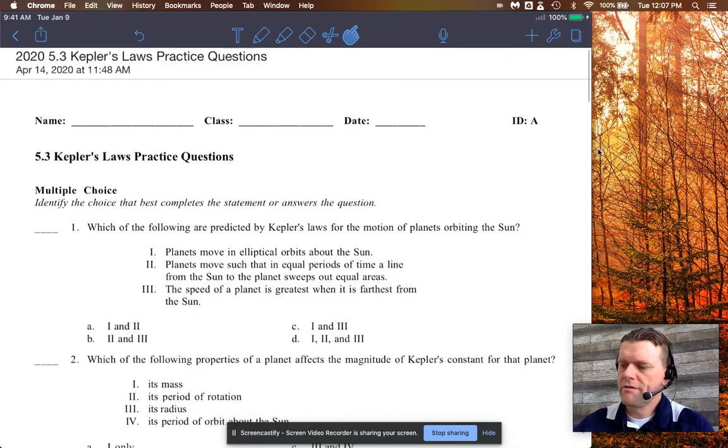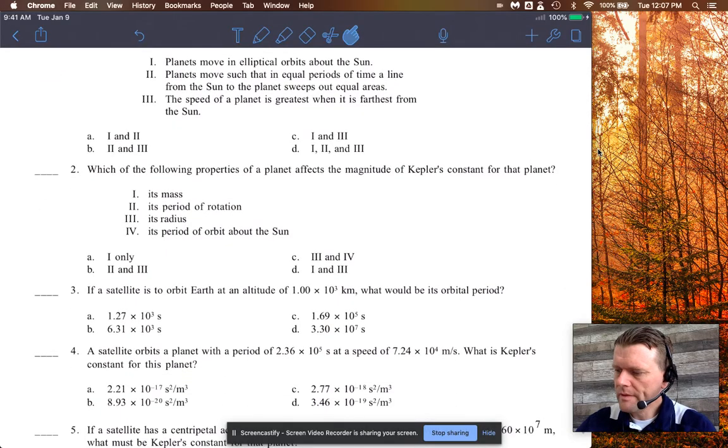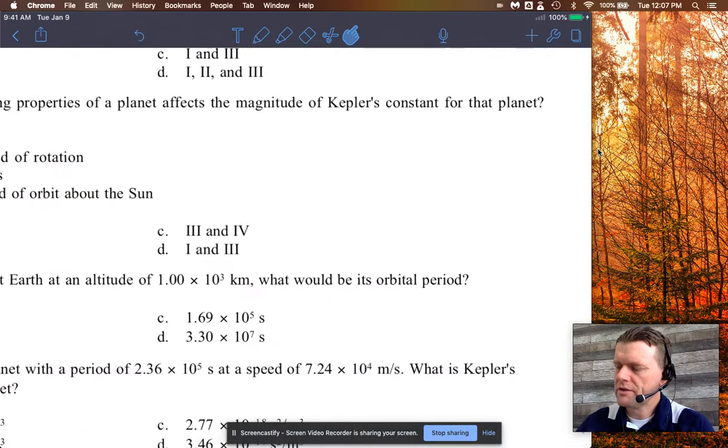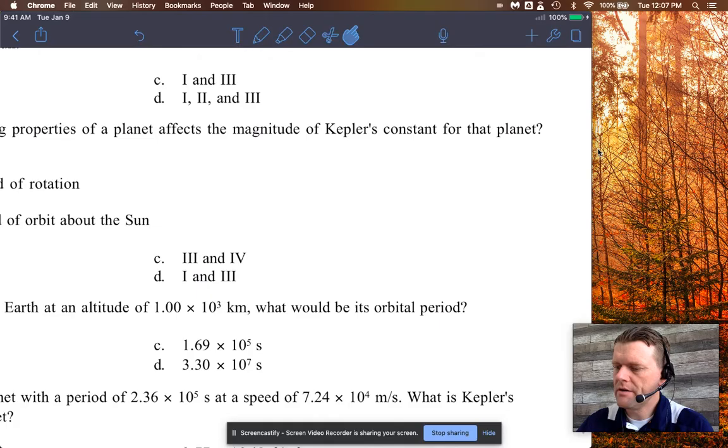The first question I want to focus on is number 3. It says, if a satellite's to orbit the Earth at that altitude, what would its orbital period be? Now, I'm going to actually try and do some of this work right here.